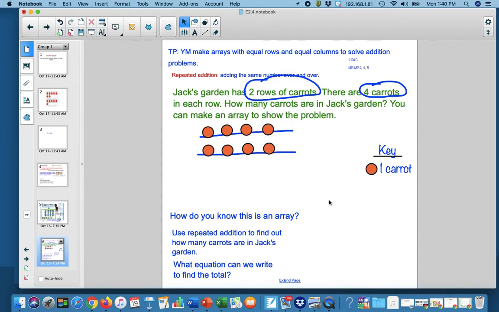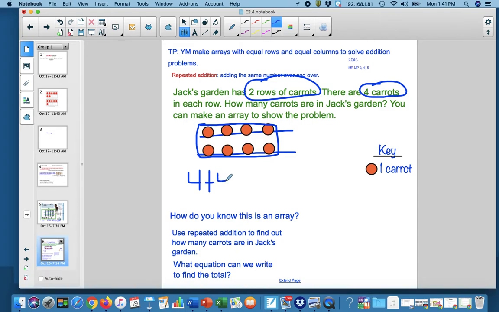How do we know this is an array? I know this is an array because there are equal numbers in rows and in the columns, and I could make a rectangle. So now we could write a repeated addition sentence. So I can write by how many are in each row. So there's 4 plus 4, and that equals 8. Or I could go by columns. 2 plus 2 plus 2 plus 2.